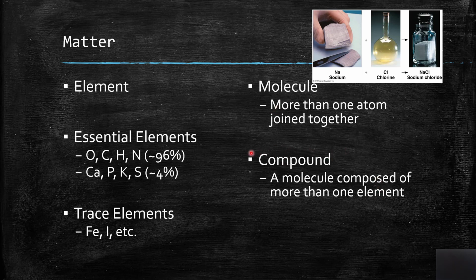Now, a type of molecule that's really common is called a compound. A compound is when you have a molecule that consists of more than one element. So CO2 has carbon and oxygen. That is a compound. So it's a type of molecule that has more than one element in it. Up here we can see sodium, that's an element. Chlorine, that's an element. You combine them together into a compound, sodium chloride. So just some basic terminology there.